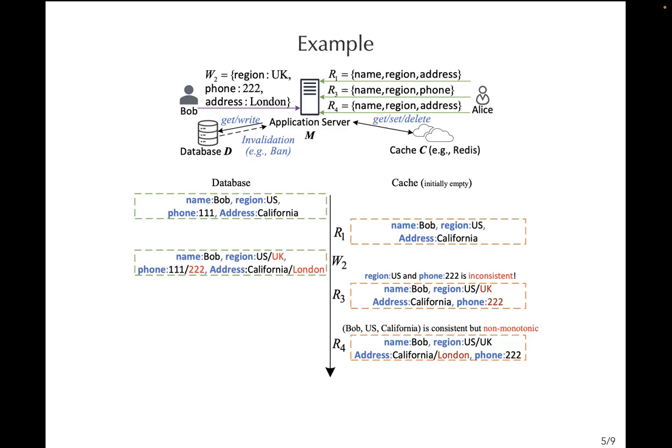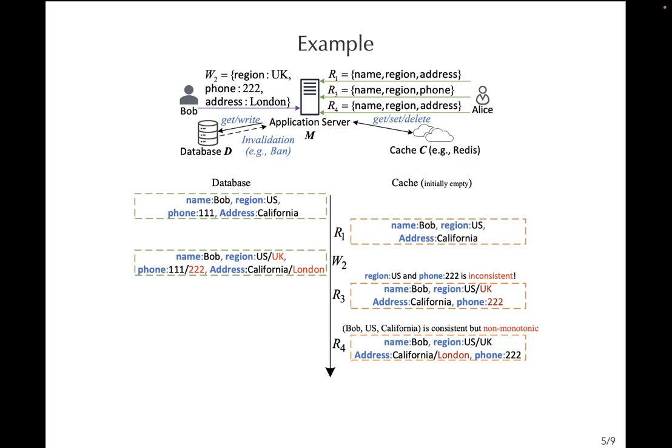There is never a point in time at which the two values coexist in the database. To rectify this, we can fetch region UK from the database to make R3 a consistent hit. Then we also store UK as the region in the cache. For R4, name, region, and address are all in the cache, so it is a cache hit, which gives Bob, US, California as the answer. And it is consistent actually. But it is not monotonic, since R3 already sees UK as the region, but this consistent answer to R4 sees the older value US as the region.